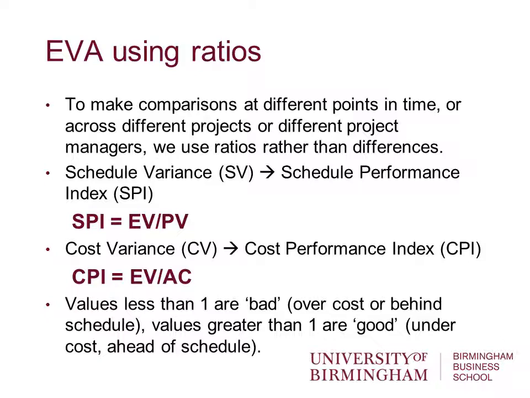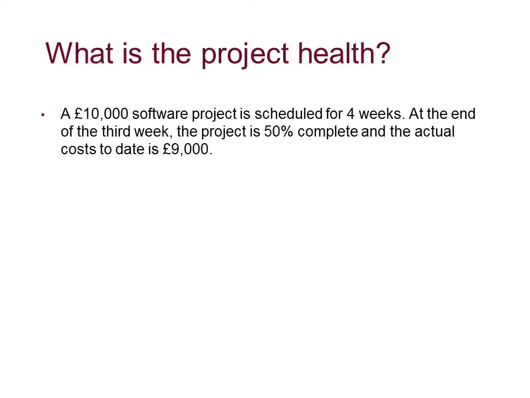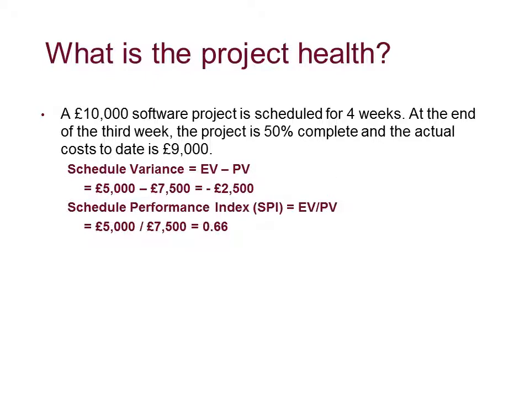So it's earned value divided by planned value for the schedule performance index, and earned value divided by actual cost for the cost performance index. Values less than 1 are bad, values greater than 1 are, in inverted commas, good. So go back to our same project. We now know that schedule variance is minus £2,500, and that means that if we take earned value and divide it by planned value this time, we get a figure of 0.66, below 1.